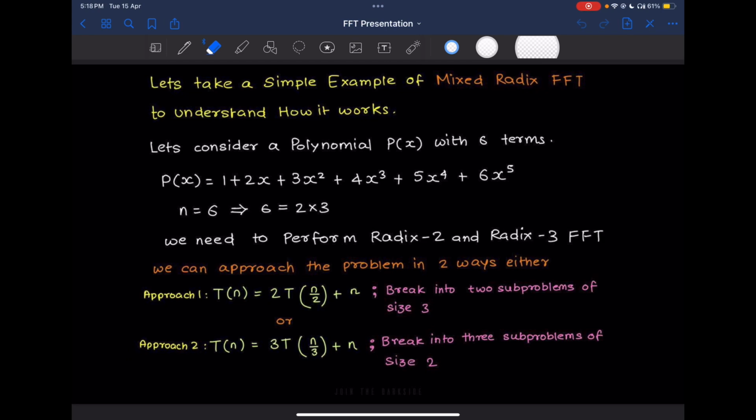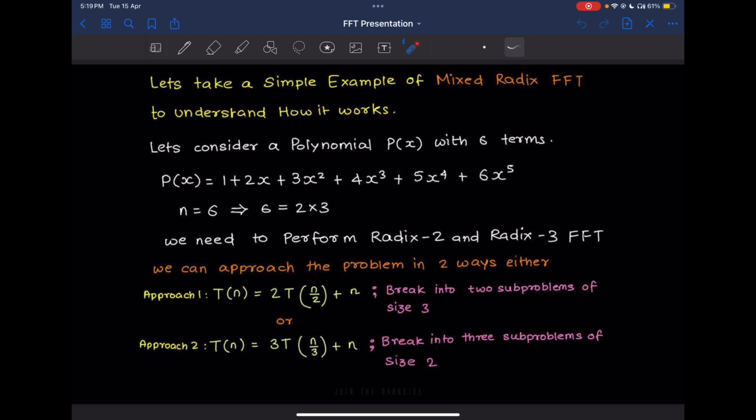Okay, so now let's take a simple example of mixed radix FFT to understand how it works. So I've taken a polynomial over here that is having about six terms. And here 6 is neither a power of 2 nor a power of 3. Well, it can be factored into 2 times 3. So we need to perform a mixed radix FFT over here in this case, right? Which is going to result in efficient computation of the discrete Fourier transform.